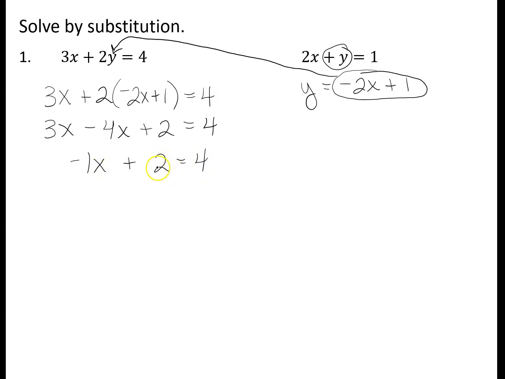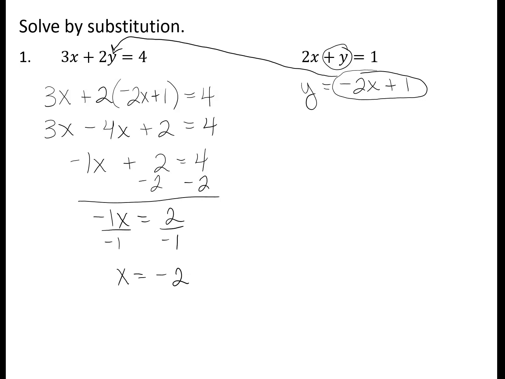And then let's subtract 2 from both sides. And divide by negative 1. And that gives us negative 2 for x. Since we were able to get a value for x, then we know that this system does have a solution. We know the x, we need to know the y that goes with it. Remember, a solution is an ordered pair, has to have an x and a y.